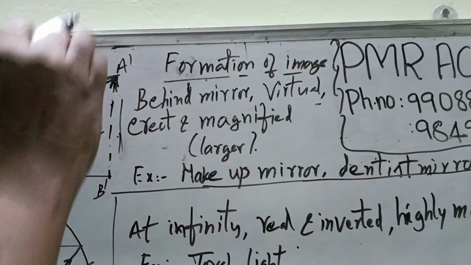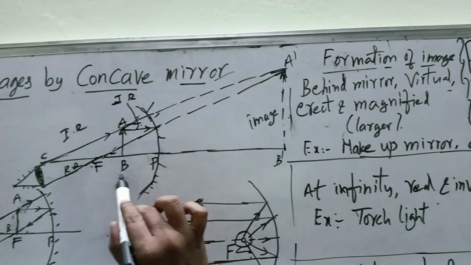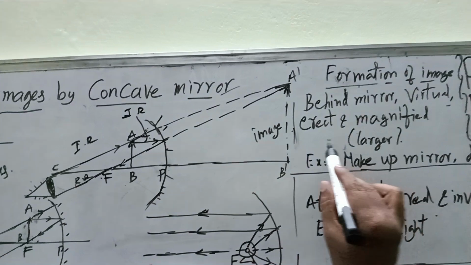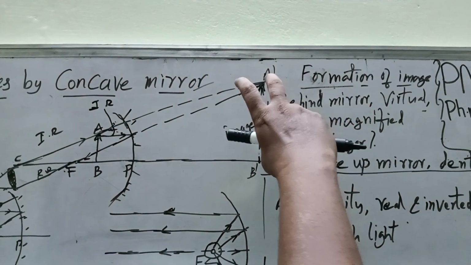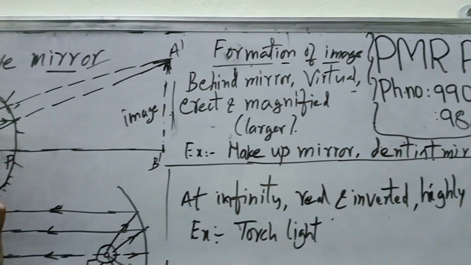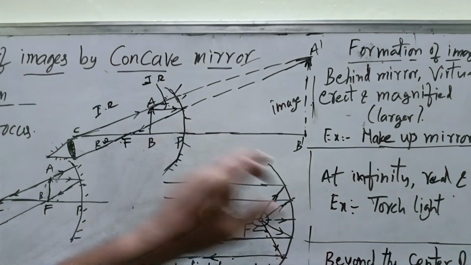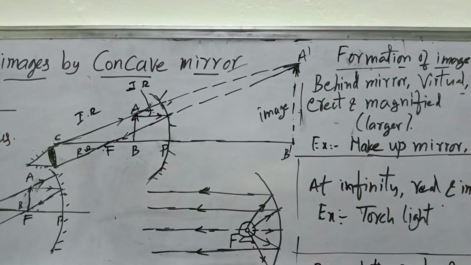This image is behind the mirror and it is virtual. It is erect, means it is straight. Both points A dash, B dash are erect images, and the image is magnified. Magnified means the image is larger than the object. This image size is larger than the object. Then we use the word magnified.